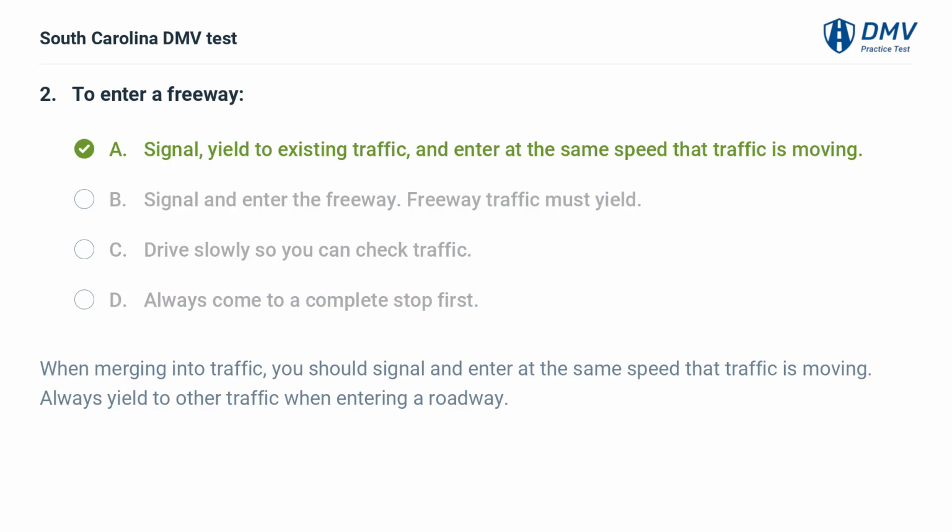A. Signal, yield to existing traffic, and enter at the same speed that traffic is moving. When merging into traffic, you should signal and enter at the same speed that traffic is moving. Always yield to other traffic when entering a roadway.